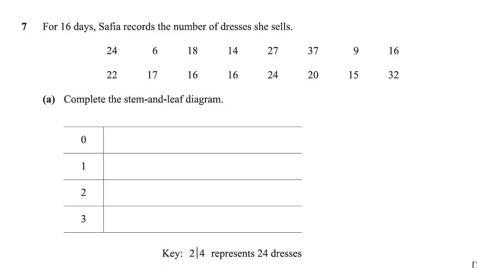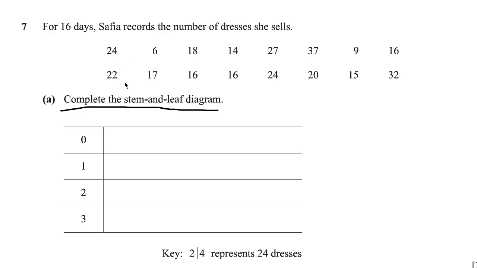So it says for 16 days Safia records the number of dresses she sells, and from what we have on the screen we have 24, 6, 18, 14, 27, 37, 9, 16, 22, 17, 16, 16, 24, 20, 15, 32. The question says complete a stem and leaf diagram. So how do we go about this?